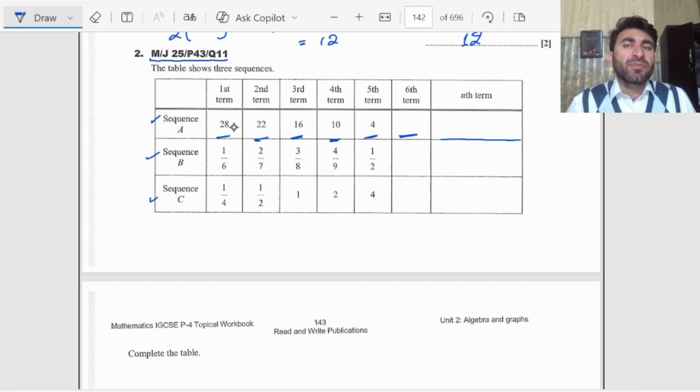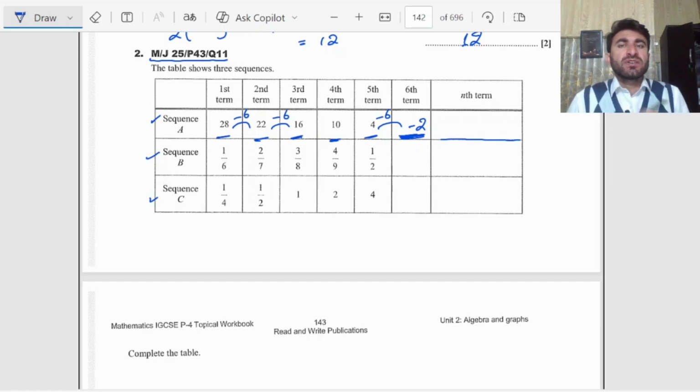As we can see, when we subtract 6 from 28, it becomes 22, and the same is the difference of 16 and 22, and so on. So as it is a linear sequence, the term after 4 shall be 4 minus 6, and that becomes minus 2. So minus 2 is the sixth term of this sequence.